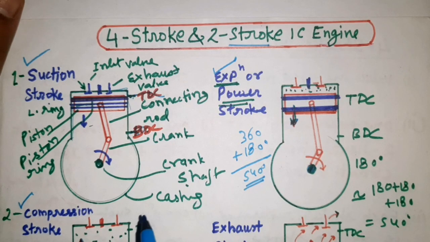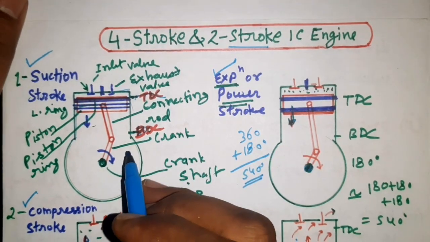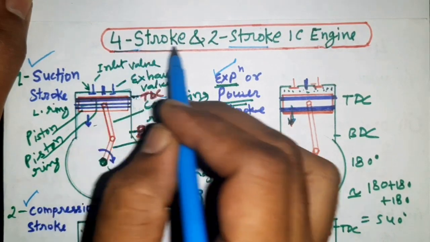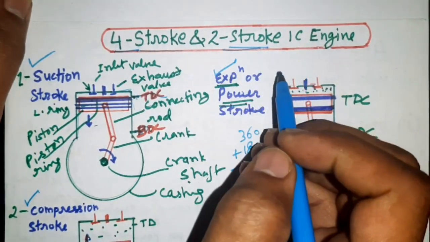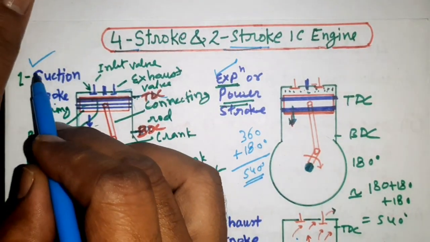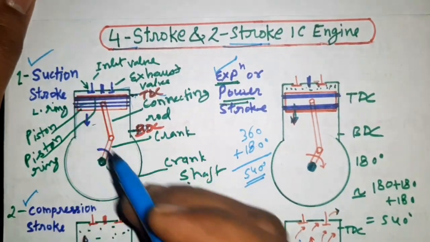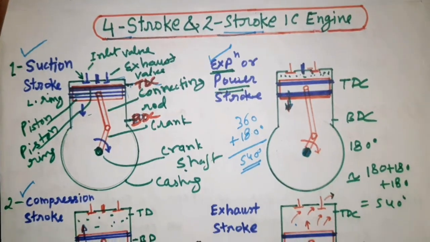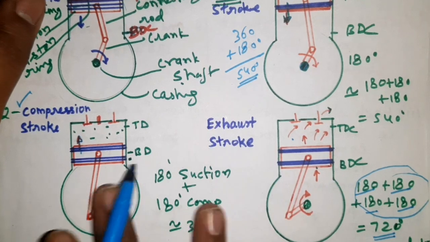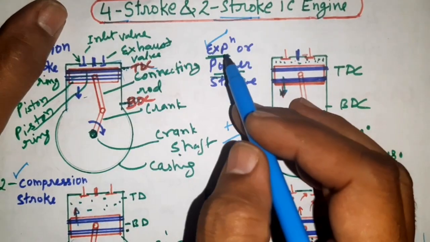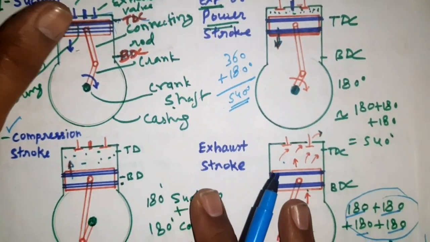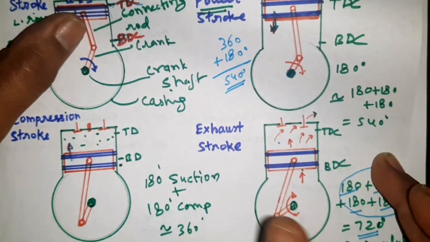Hello everyone. Today I will discuss the difference between the 4-stroke IC engine and the 2-stroke IC engine. In this figure you can see the suction stroke and the compression stroke. And this is the power stroke or expansion stroke, and last is the exhaust stroke.